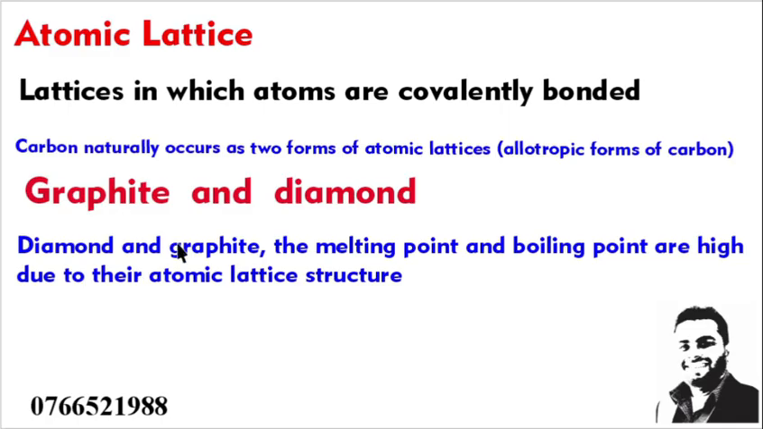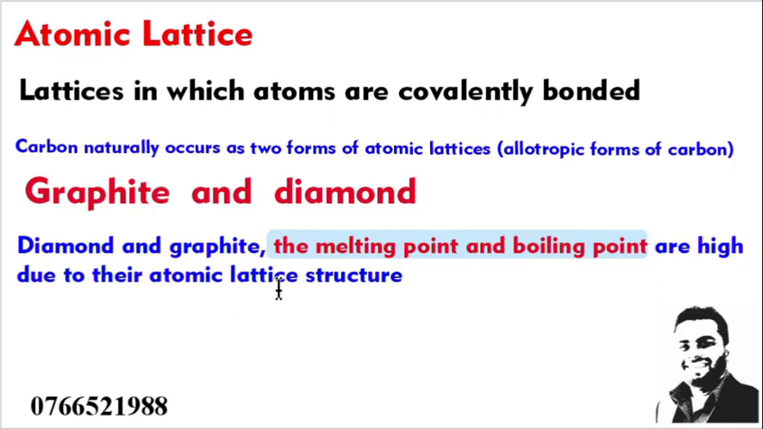Graphite and diamond. You know that graphite and diamond are allotropes of carbon. Graphite conducts electricity, you know that. Diamond is the hardest substance among these elements. It has a high melting and boiling point, whereas generally the covalent compounds do not have high melting and boiling points. But this lattice form has a high melting and boiling point.